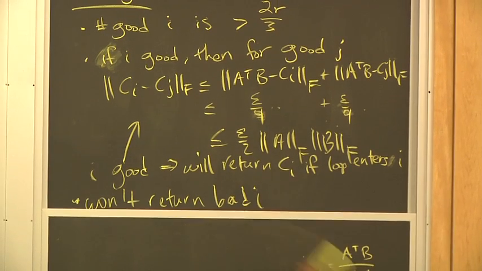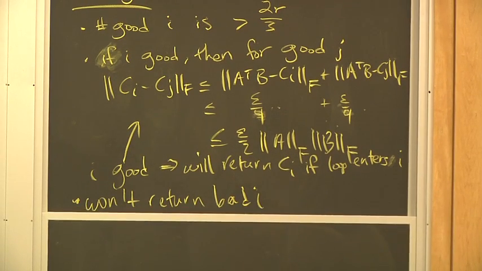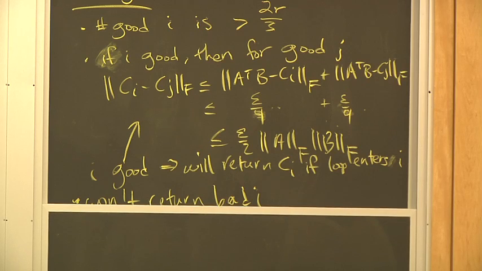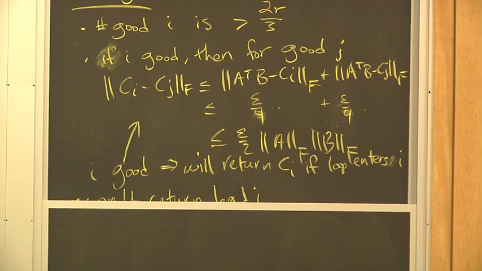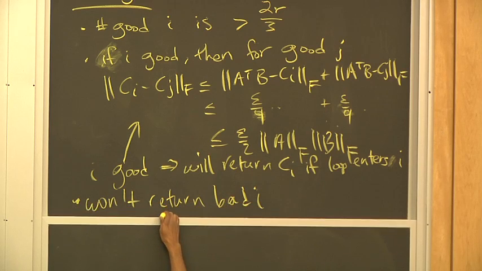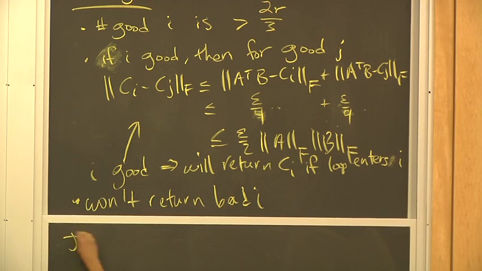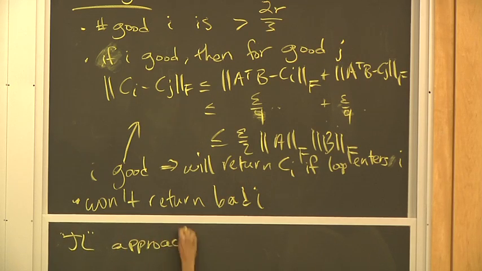Now I want to tell you about the JL approach to get Frobenius norm error, which is going to be oblivious to the input. This pi actually depended on A and B, right? This one isn't going to depend on A and B. So, the JL approach.